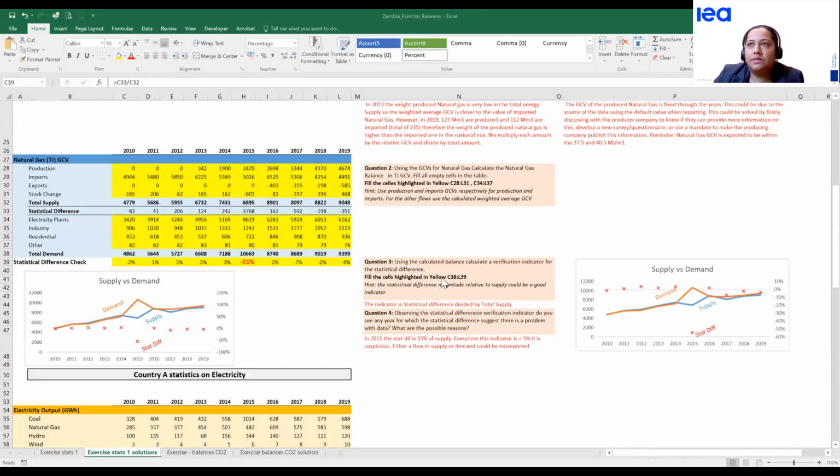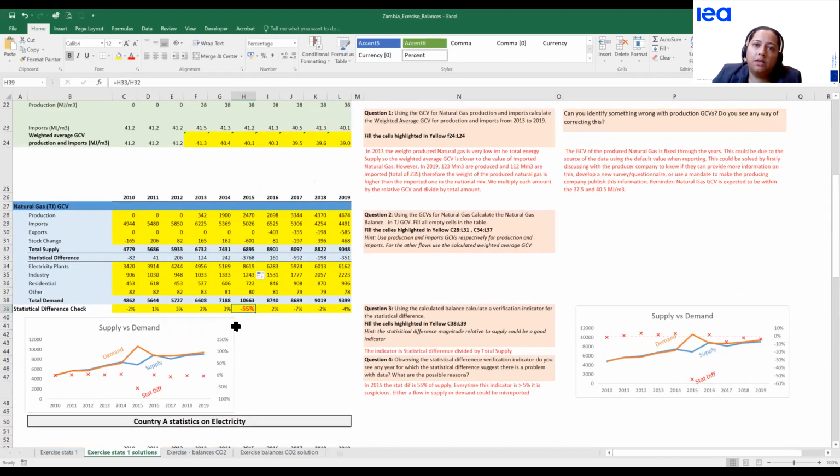So yes, we were saying that the indicator is the statistical difference divided by supply. And here we see something very strange. Now it's okay, sorry about this. Here we see that we have a huge statistical difference, which is very abnormal and something to be queried as well. When you have this kind of big statistical difference, you have to look at the different flows to see which one could be having an issue. You would look at the time series, and here you can see very clearly that the electricity plants is going crazy in 2015. It's increasing a lot, but your supply has not increased that much. So there's a big difference between your demand and your supply.